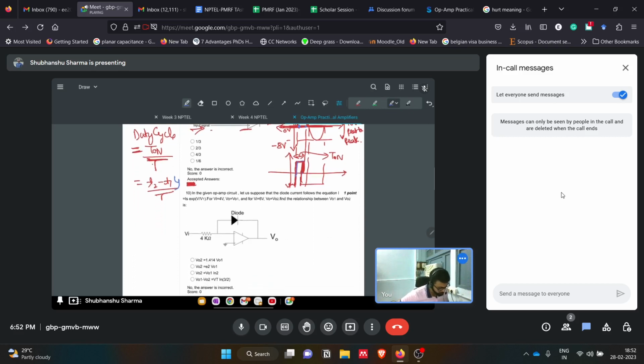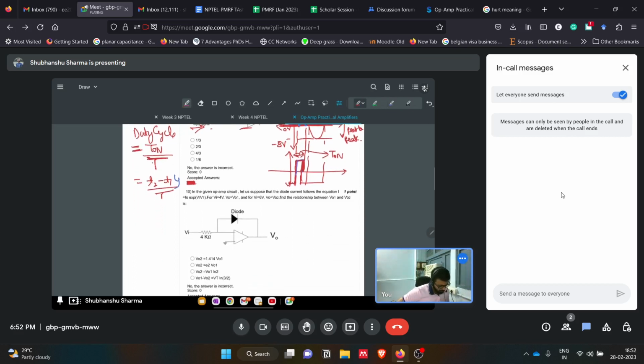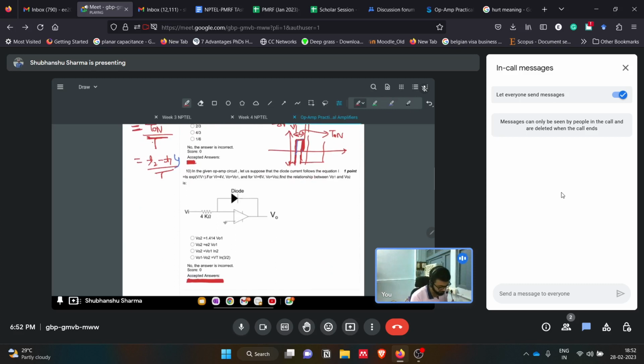Now, the last question of this assignment is that there is a diode in the feedback. First of all, again, we will see whether it is a negative feedback circuit or a positive feedback circuit. In this case, we can observe that this is a negative feedback circuit. This is minus, this is plus. Then what will happen? In the given op-amp circuit, let us suppose that the diode current follows the equation. They have given that the diode current, whatever the current going from here, follows this equation: I equals e to the power V by Vt.